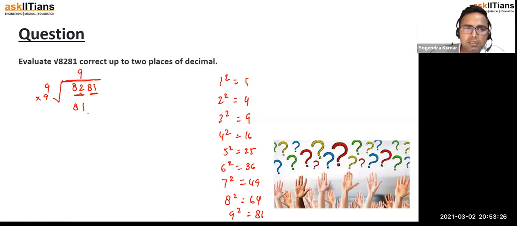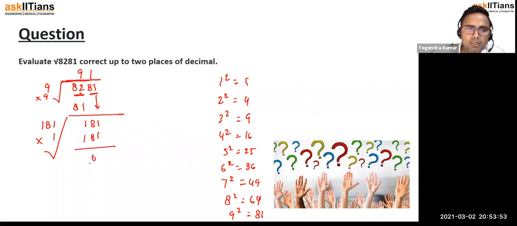9 nines are 81. So we subtract and get the remainder. Then we need to double the 9, so we get 18, right? Now we need to bring both of these numbers down. Now we write 1 and 1, the same number we need to multiply here. I can see it is going by 1 only. So 181, and this is 0.